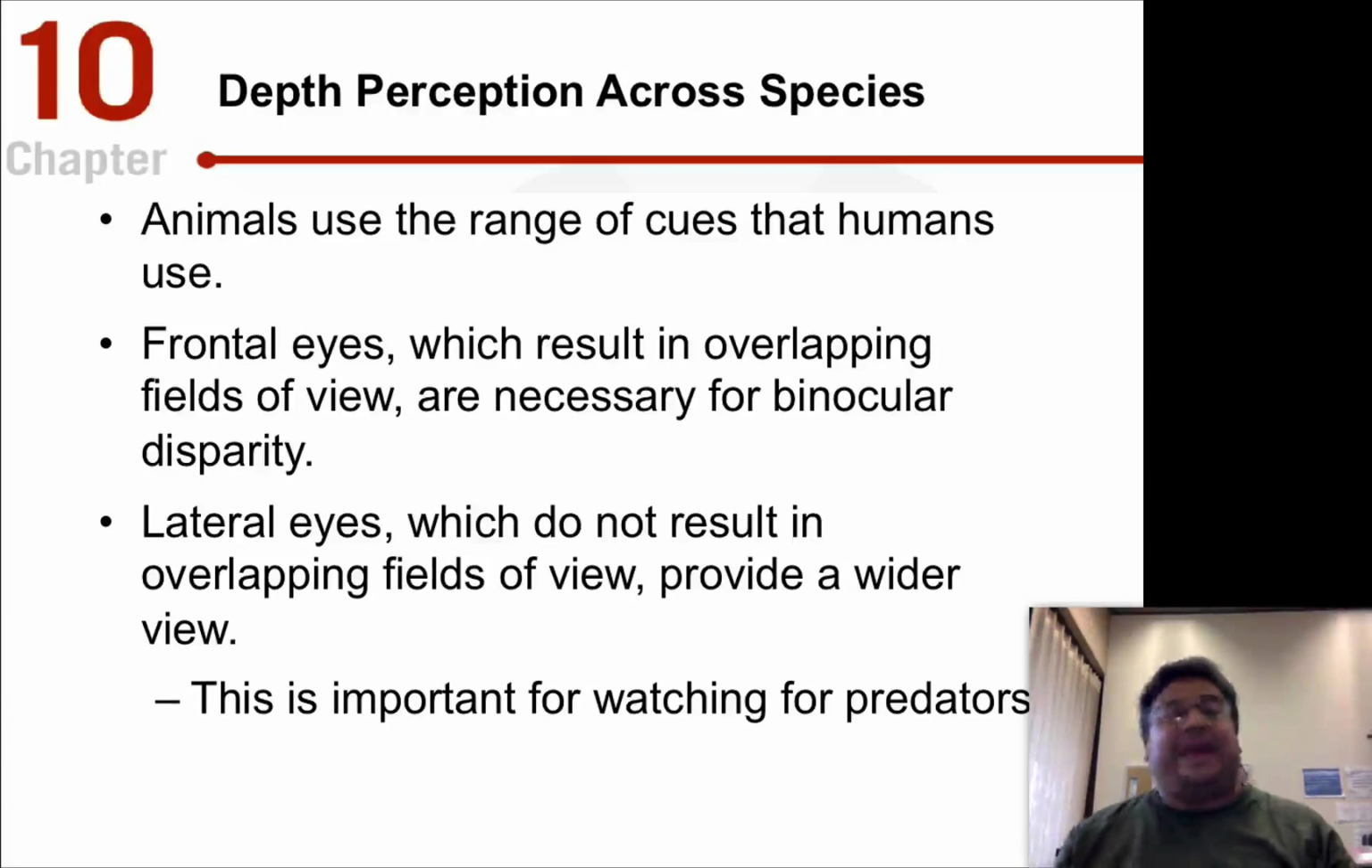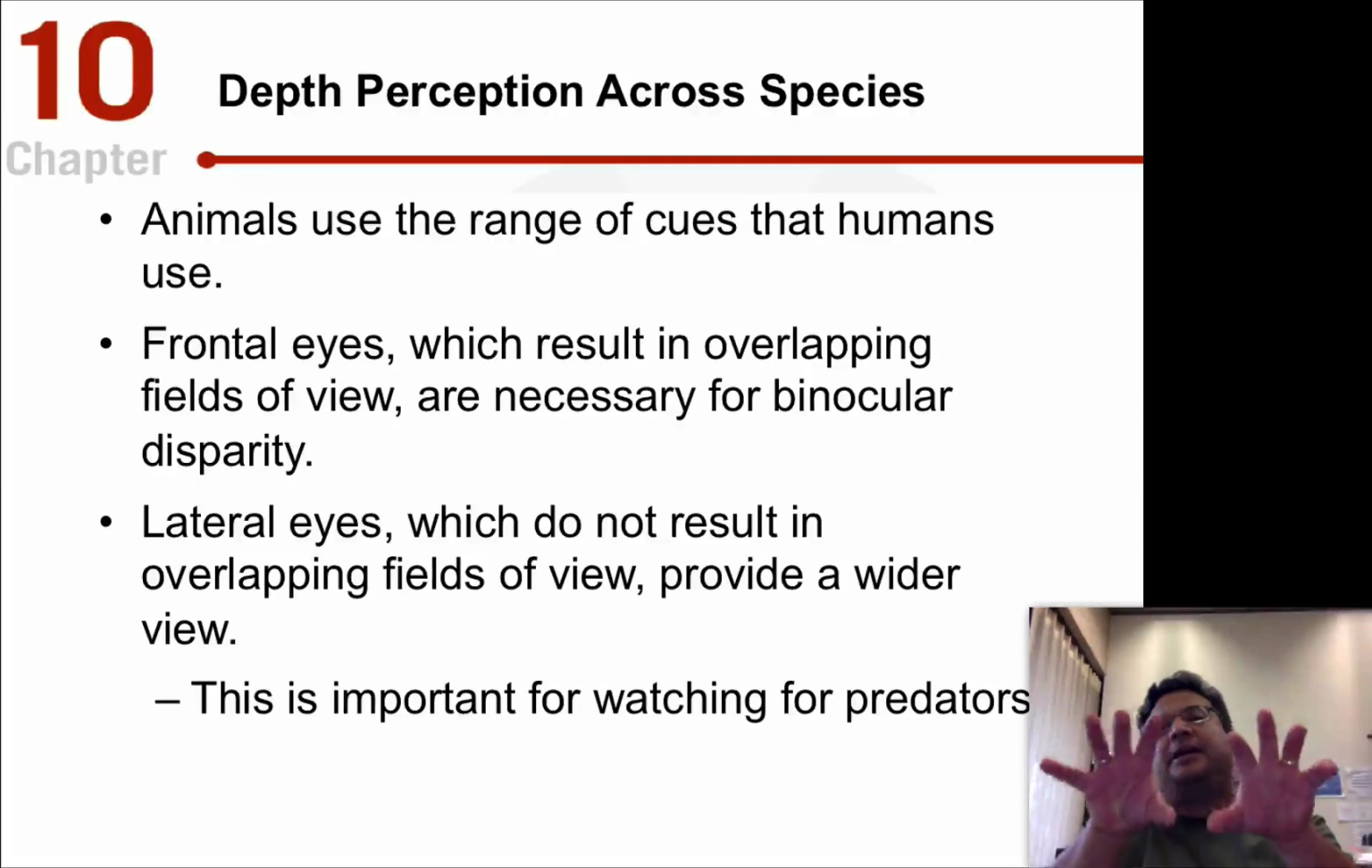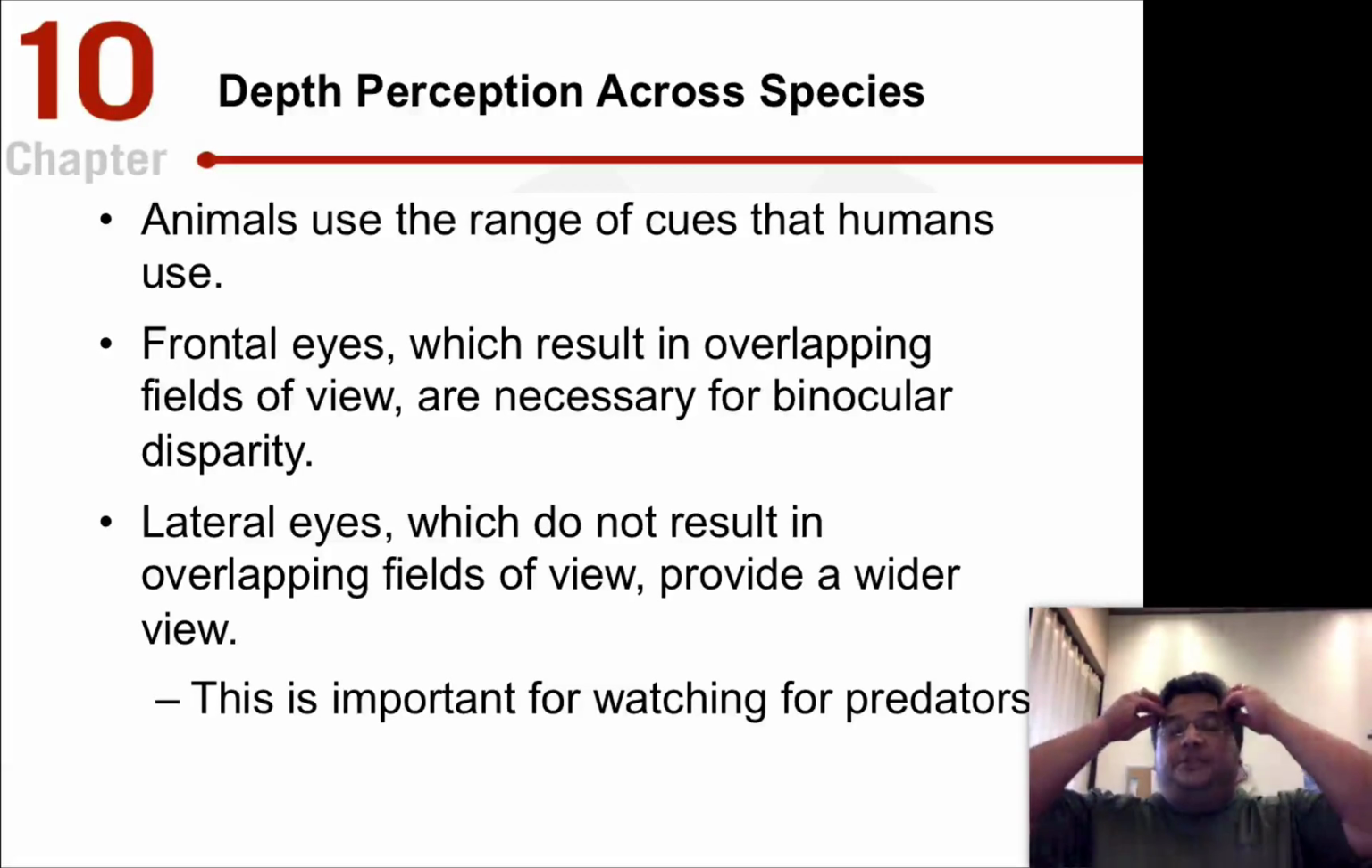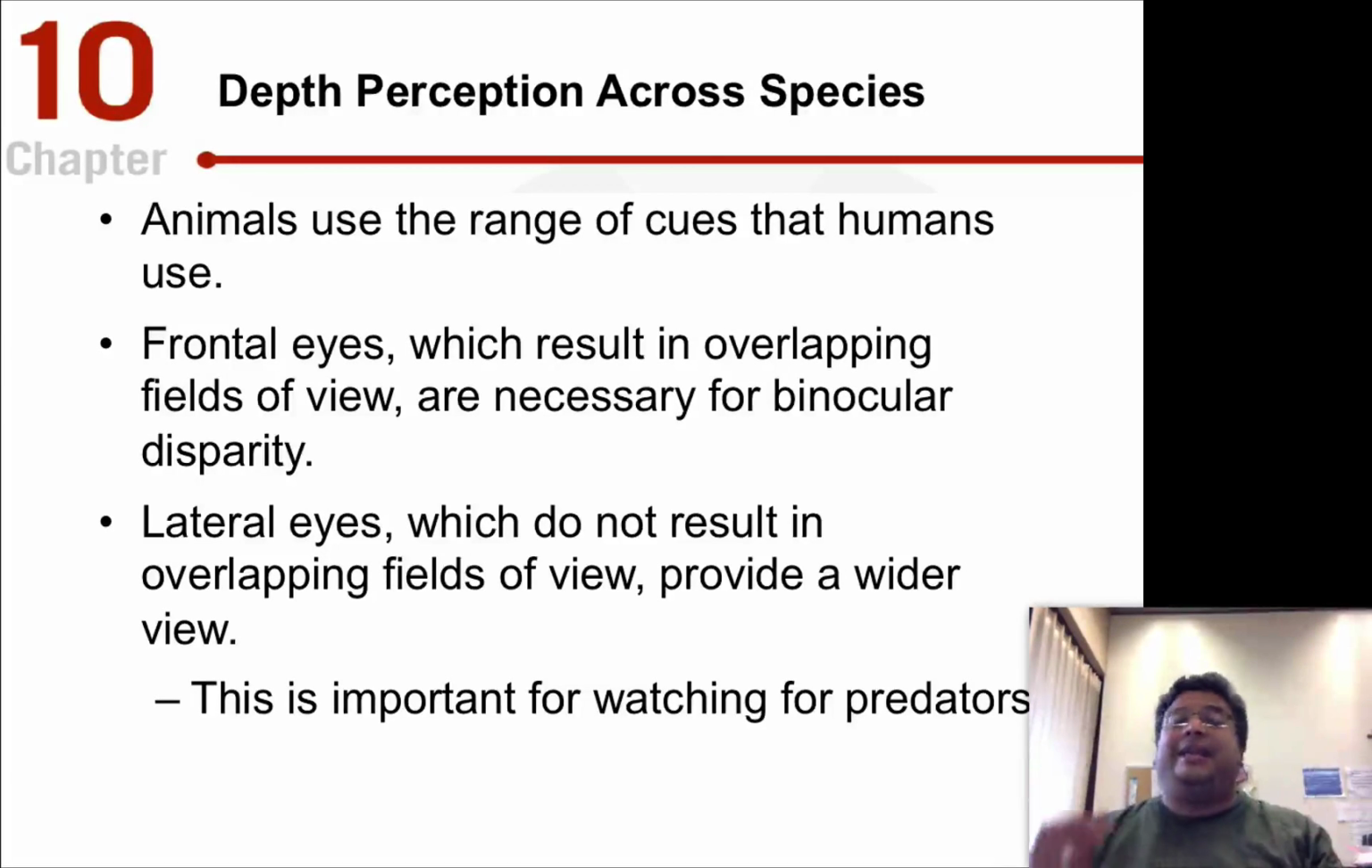So, for example, cats. Cats are predators, they're carnivores, and so they have their eyes in the front. And the reason they need eyes in the front is for binocular disparity. They need to be able to judge very accurately the distance between them and their prey. But if you're like a squirrel or a bunny rabbit, you have the eyes on the side of your head because you're going to get eaten by those other critters.